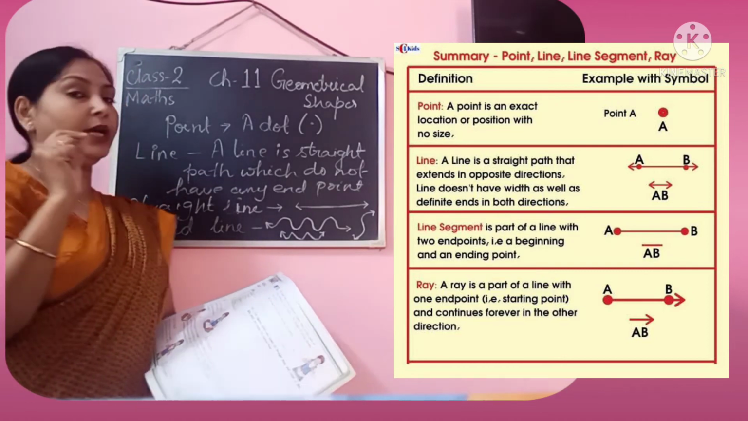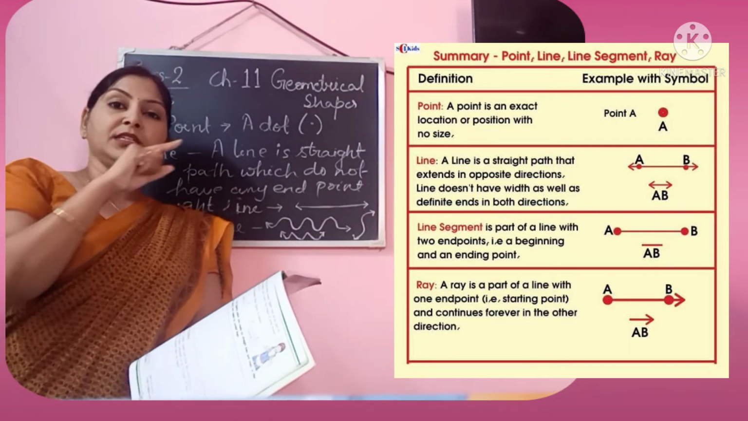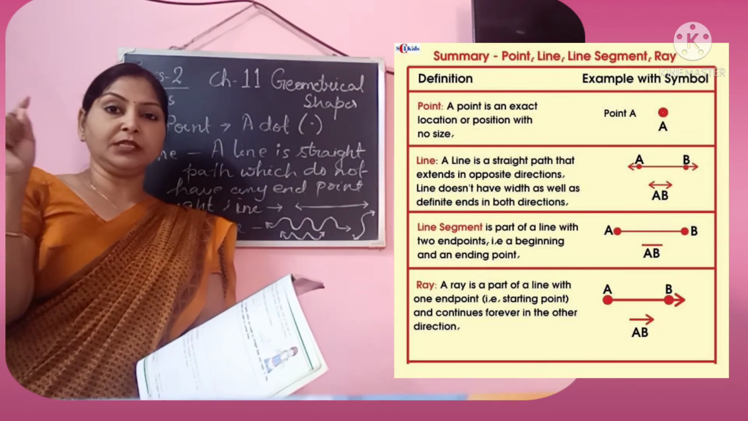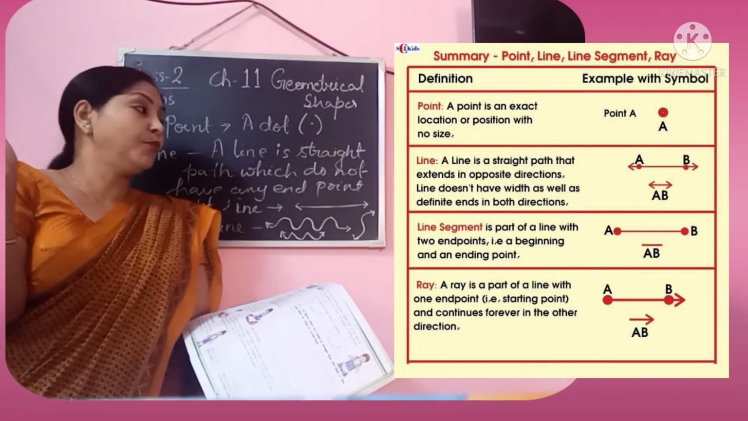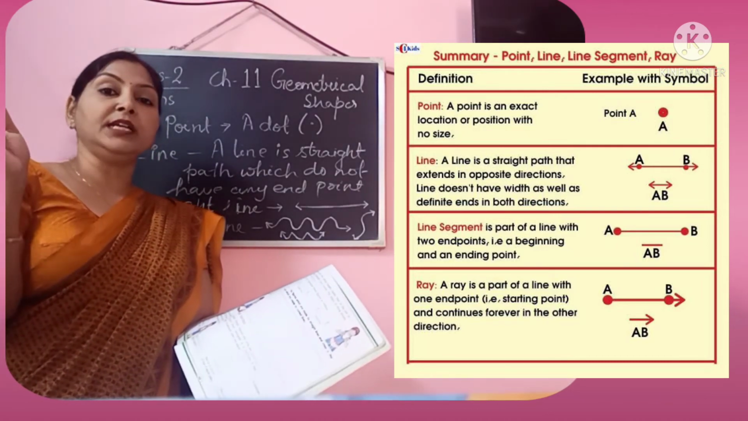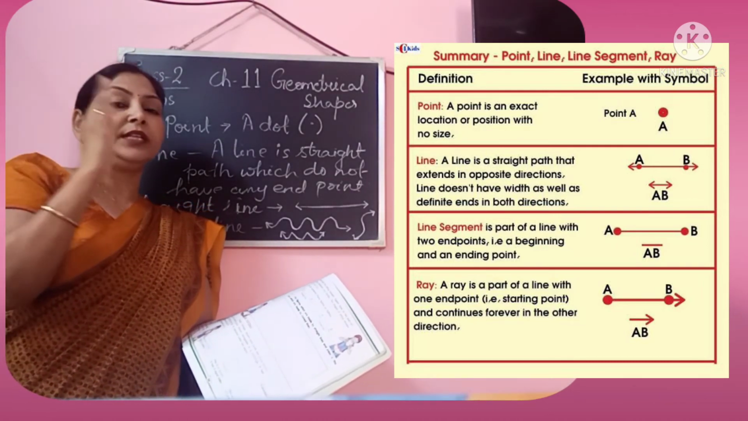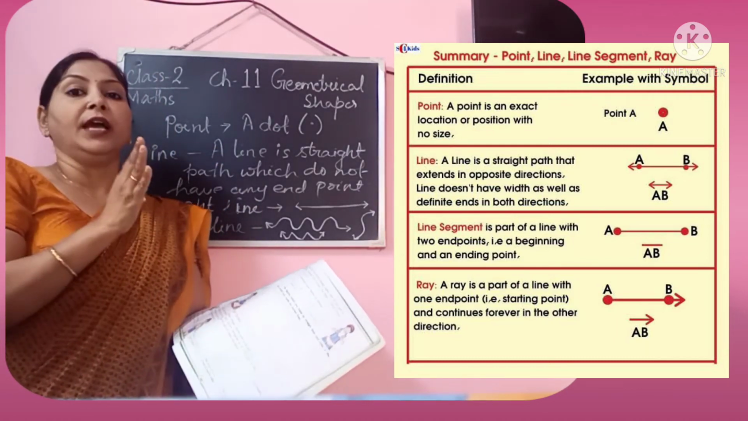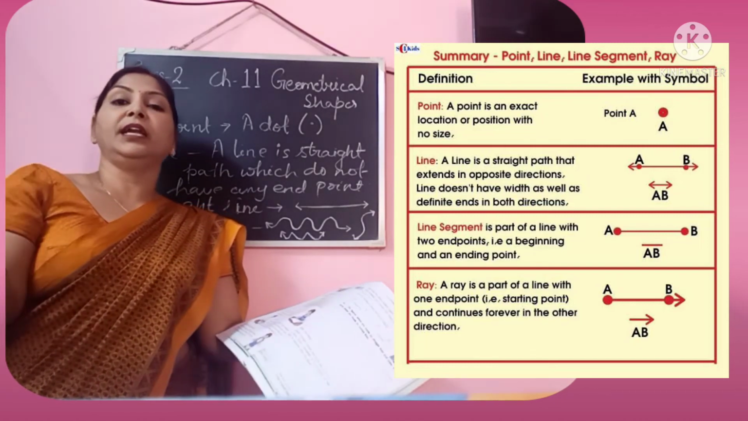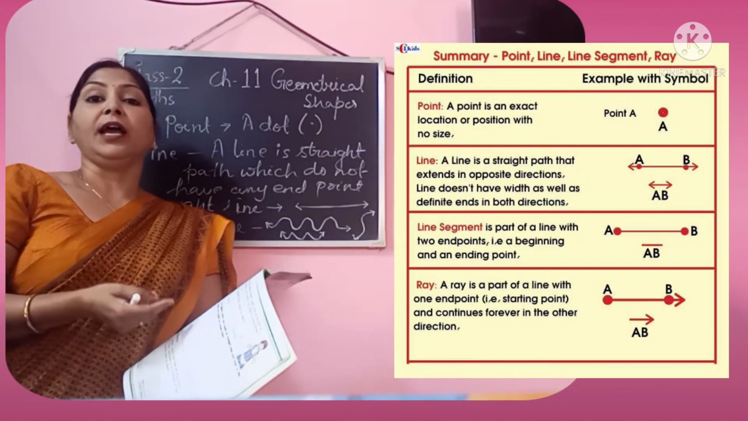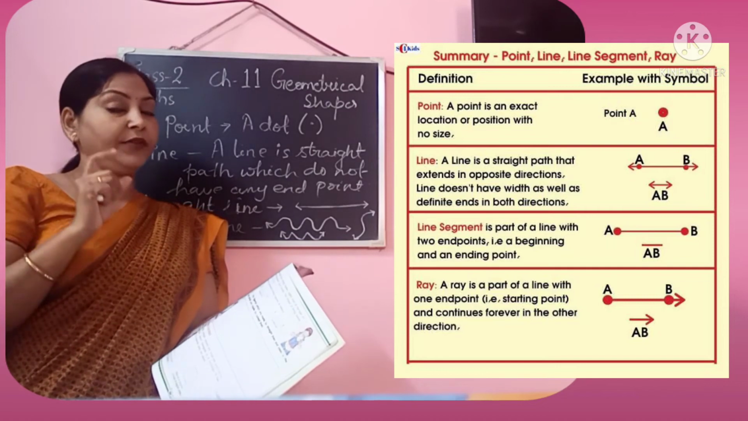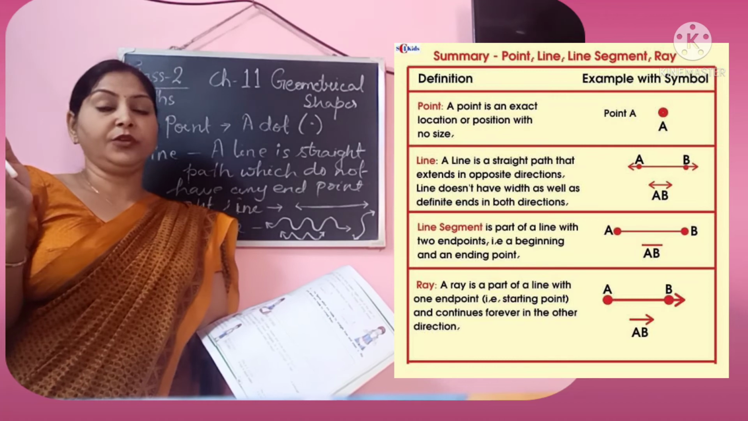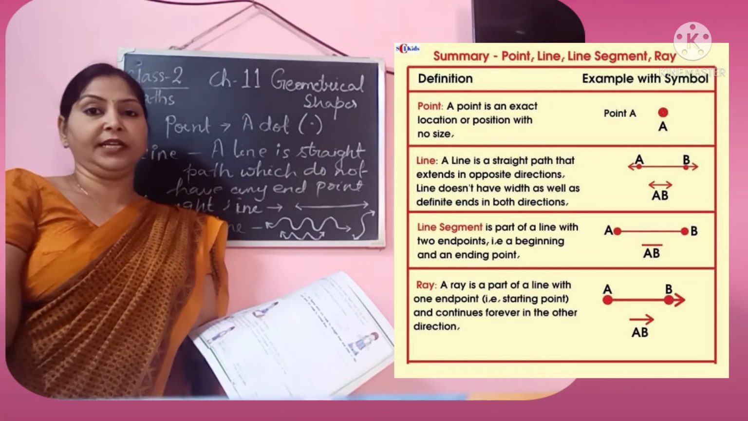Coming to line, what is a line? A line is a straight path which has no end point. That means it keeps on extending in both directions endlessly. Neither does it have any start point nor any end point, and so we say the line extends endlessly in both directions. And so it does not have any definite length, because you cannot measure a line. You don't know from where it is starting and where it is ending.